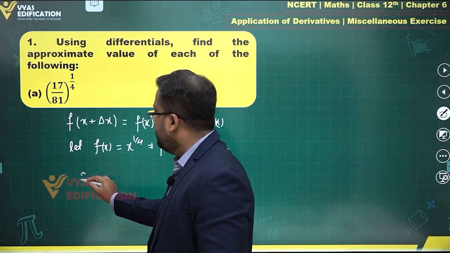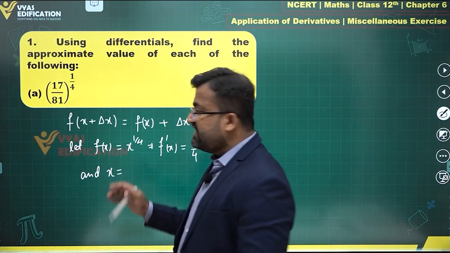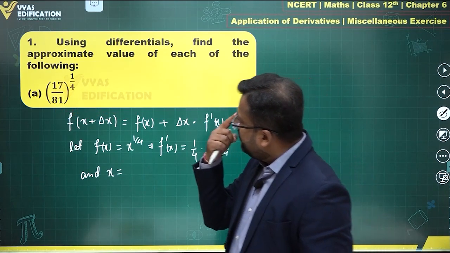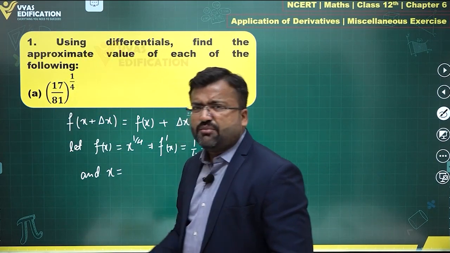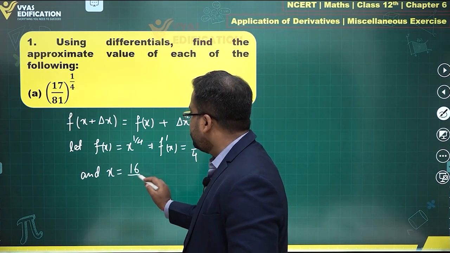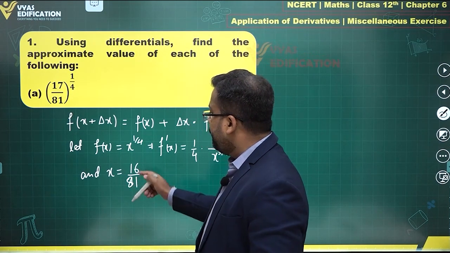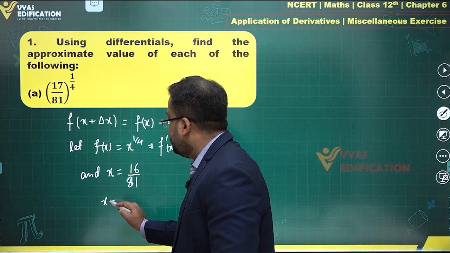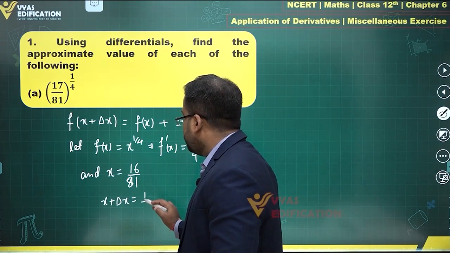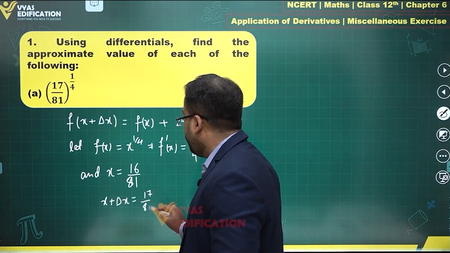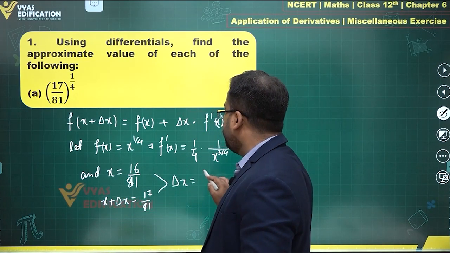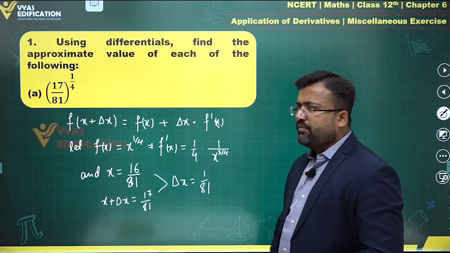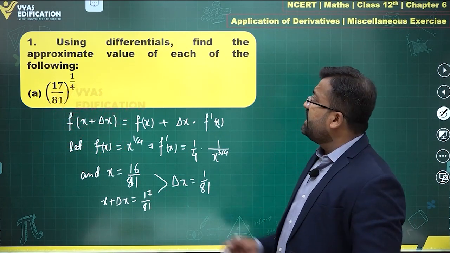And x is equal to, let us say, something for which we know the fourth root. And what is that number? Can you please observe that this is very close to 16 upon 81, right? So for 16 upon 81, because 16 is 2 power 4 and 81 is 3 power 4, we can easily find the fourth root. And x plus delta x will be equal to 17 over 81. The difference, that is delta x, will be simply 1 upon 81. Now as compared to 16 upon 81, 1 upon 81 is pretty small, and we can approximate using this idea.